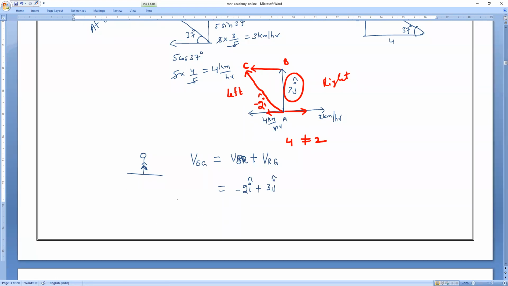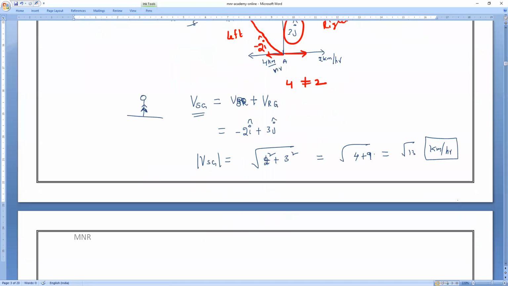Now I want to find what velocity he is traveling with. If I want to find the speed, of course, this is the velocity we found. Speed means how can we find it? We know speed is the magnitude of a velocity. Yes or no, guys? So the magnitude of velocity is 2 square plus 3 square, which is 4 plus 9, so root 13 kilometer per hour. So that is the speed of the person. Is it okay, guys? Any doubt, guys? Yes, sir.